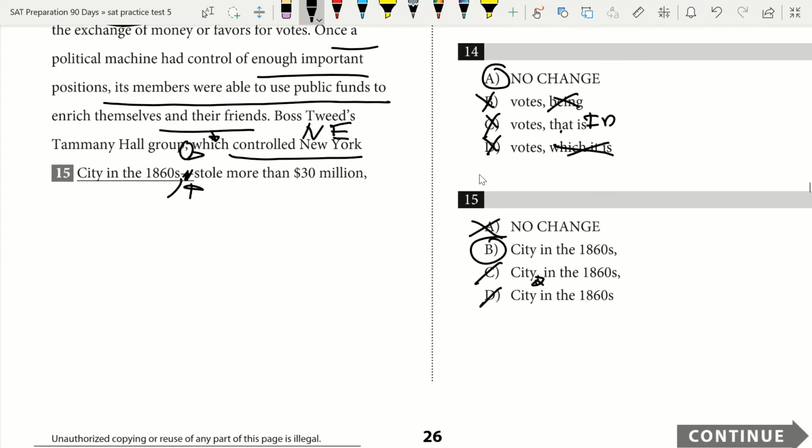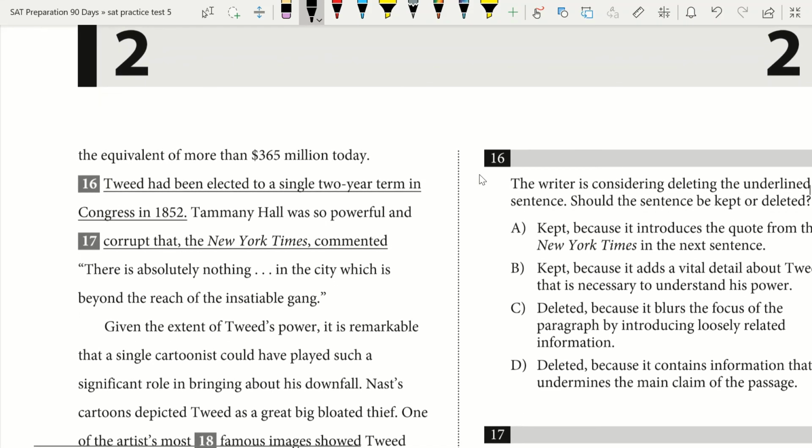All right, question 16. The equivalent of more than $365 million today. The writer is considering deleting the underlined sentence. Should the sentence be kept or deleted? Okay, I talked about this in the last section as well. When we want to decide if we should keep or delete a sentence, we want to know what's coming before it, what's coming after it. So I'm going to read what comes after it.